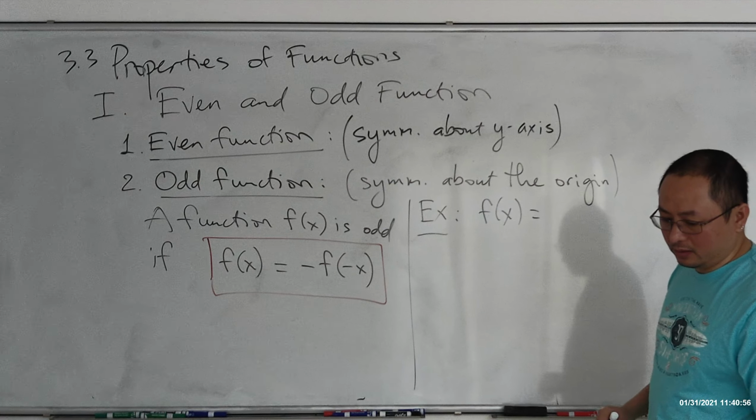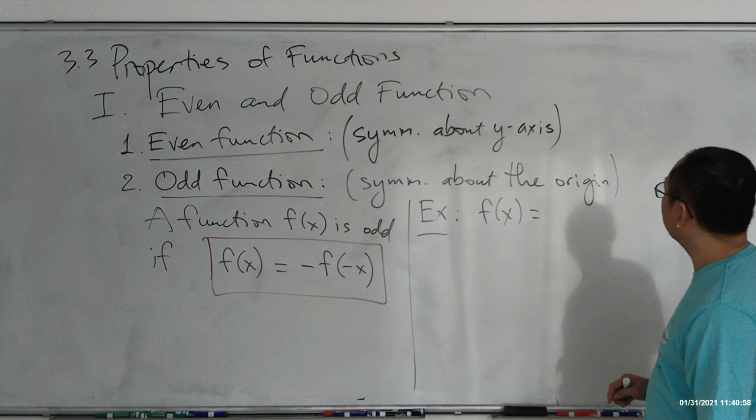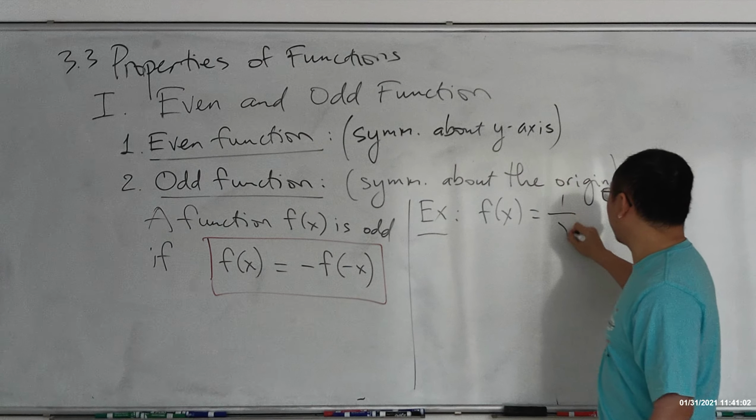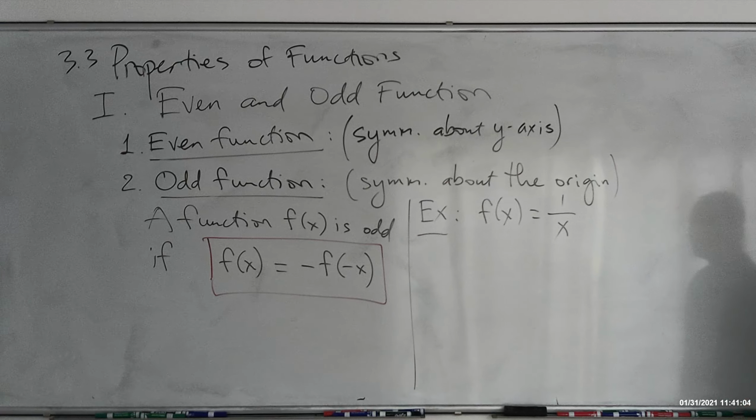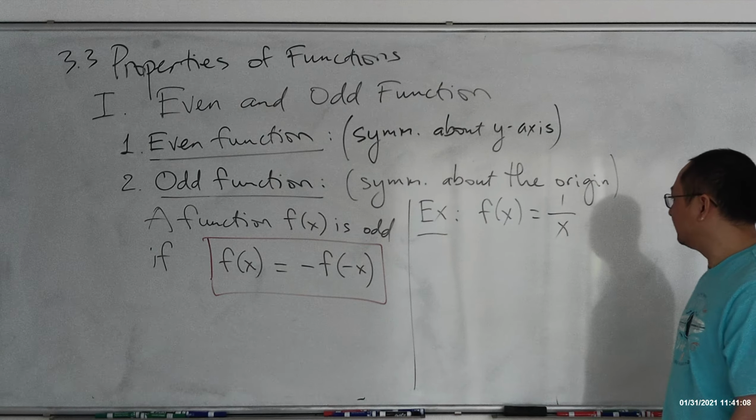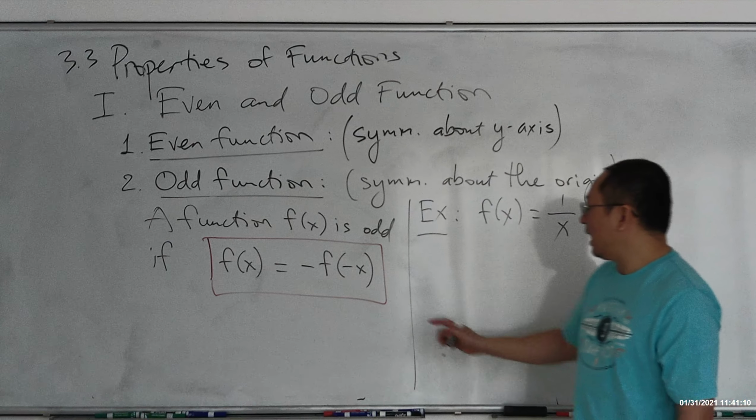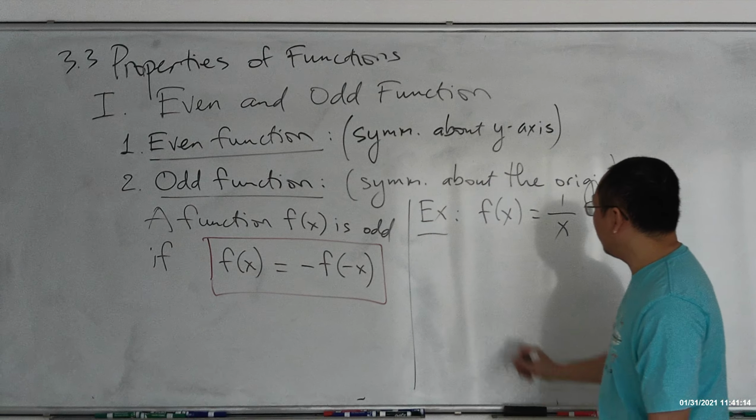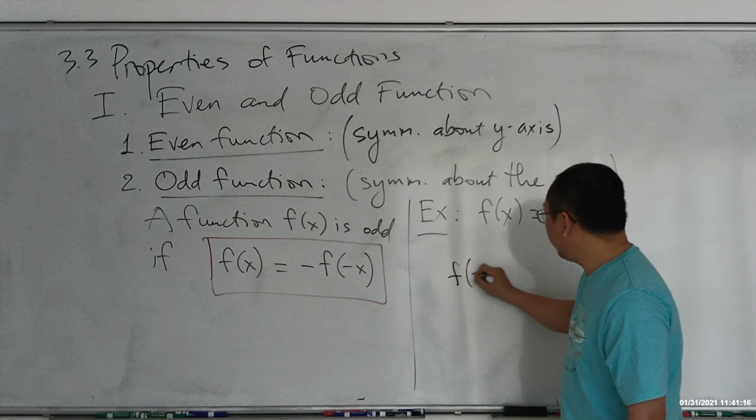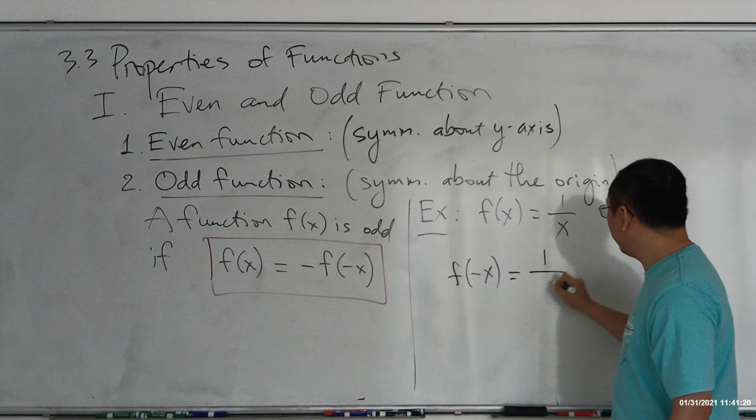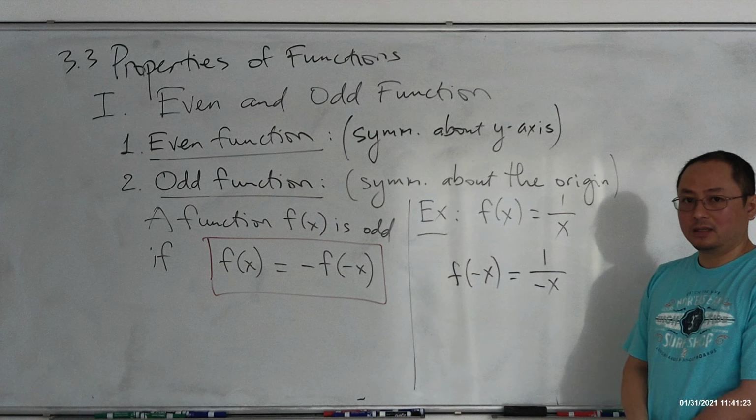make another one. Let's think of something. How about 1 over x? Okay? And I want to test to see if this function is odd or not. So how do I test? I have to calculate what negative f of negative x is, right? We show you step by step. What is f of negative x? It is equal to 1 over negative x. Alright?